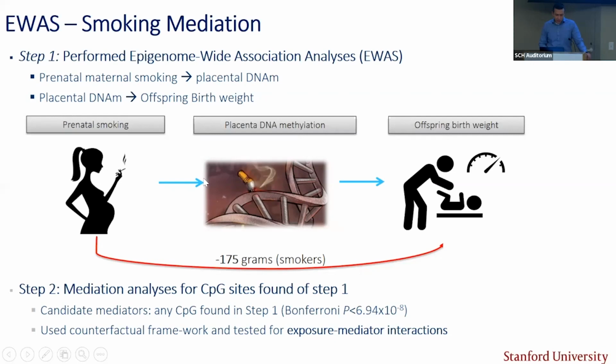The question that we wanted to ask is whether smoking influences methylation of the placenta. Are those methyl marks altered by smoking prenatally, and are those methylation marks related to birth weight? And then the real question that we're trying to ask is, of the effect out of 175 grams, that's an estimate, how much is going through methylation of the placenta? Is there any evidence that some of the effect is actually mediated through placental methylation?